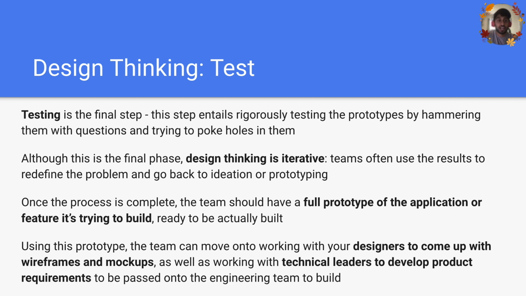Once you're done with this entire process, your team should have a full prototype of the application or feature you're trying to build, ready to actually be built. You should have a product that your team feels good about and that is ready to be converted into an actual, tangible product. Using this prototype, you can move on to working with your designers to come up with actual wireframes and mock-ups to represent the UI of this product, as well as working with your technical leaders to develop product requirements to be passed on to the engineering team to build.